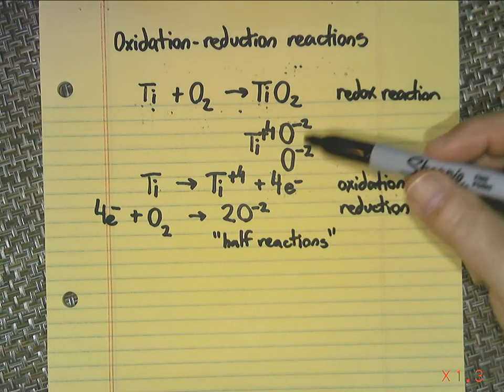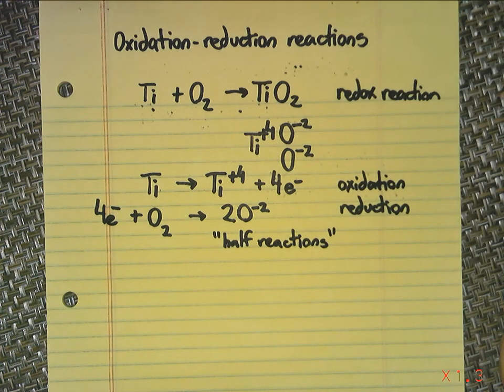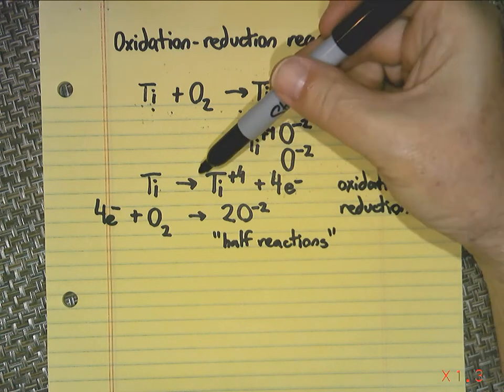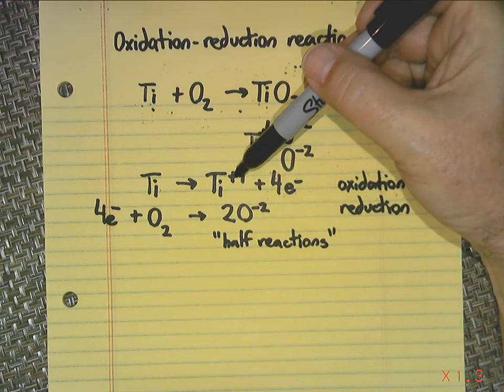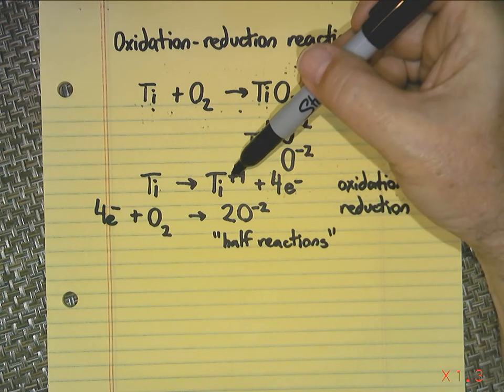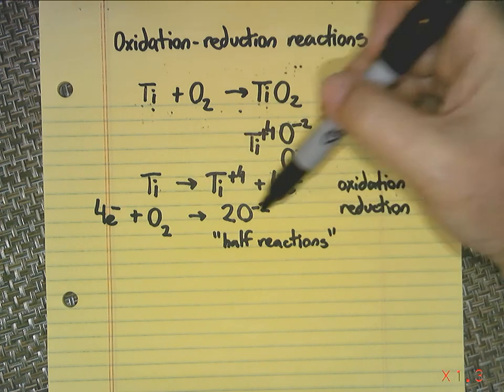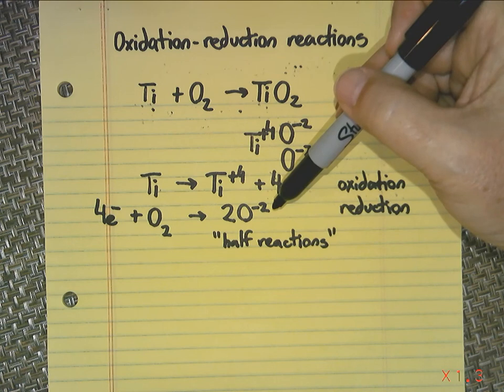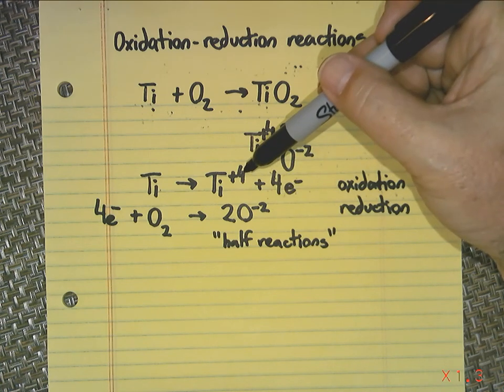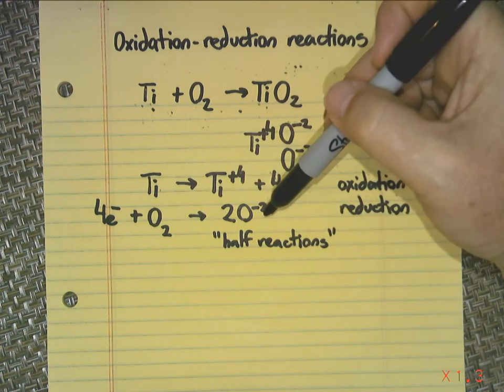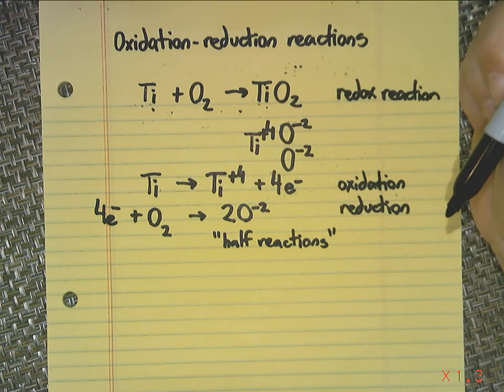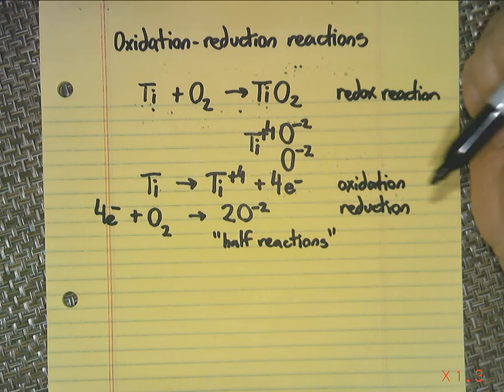When you couple them together, you'll get the redox reaction. How can you tell which half reaction is an oxidation and which one is a reduction? Well, the oxidation always involves an increase in charge, while the reduction always involves a decrease in charge. So if the charge on something goes up, it's being oxidized. If the charge on something goes down, it's being reduced. So that's an easy way to think of it.